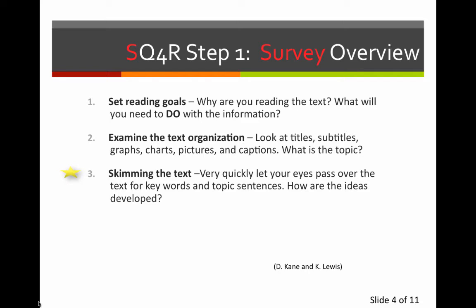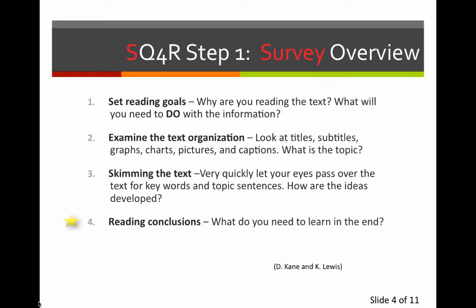Strategy 3 is skimming the text. As you skim a reading, let your eyes pass quickly over the words, but slow down enough to pick out some keywords and read topic sentences. Keywords are often repeated and usually carry a lot of the meaning, and topic sentences are generally the first sentence in each paragraph, but not always. Topic sentences tell you what the paragraph will be about.